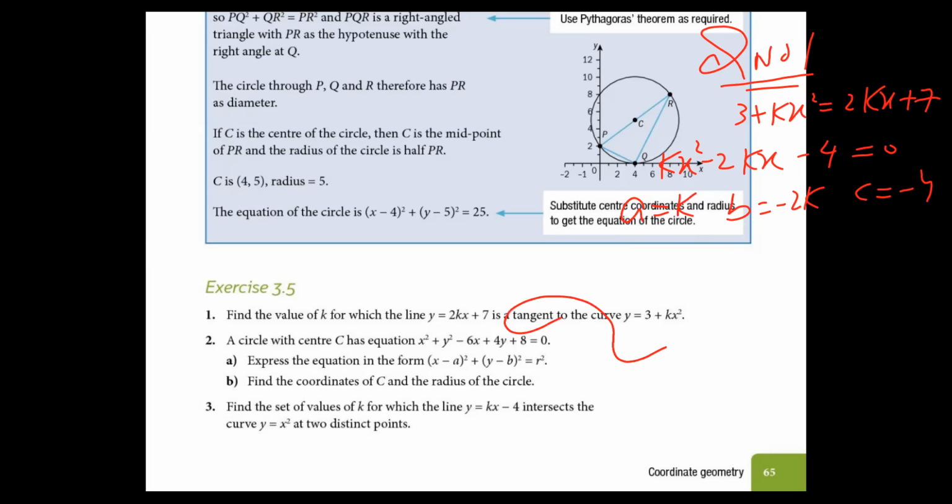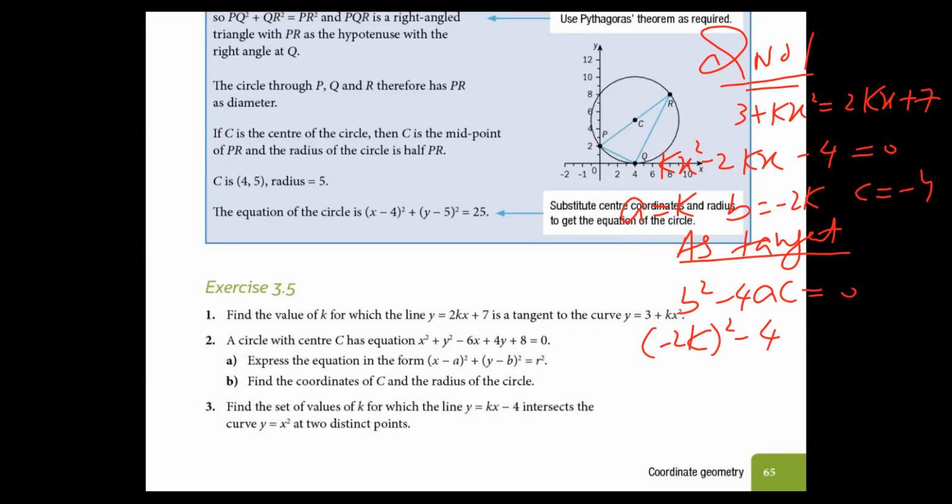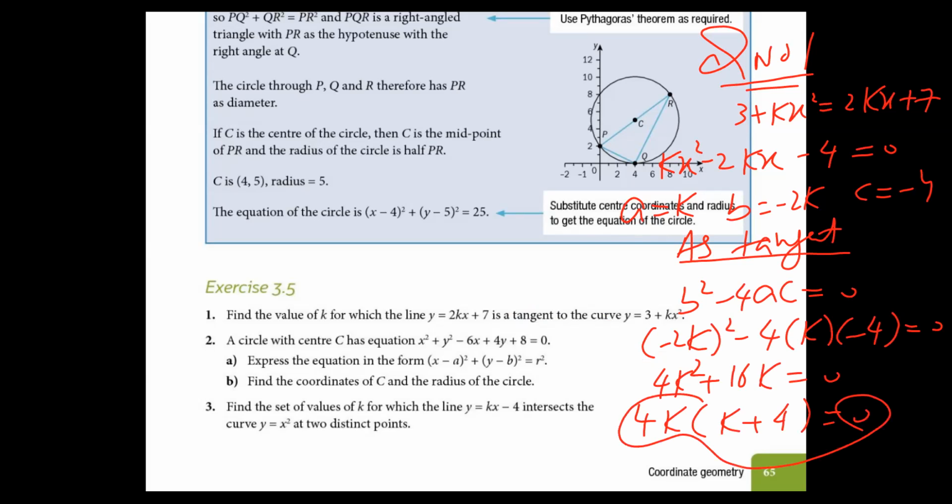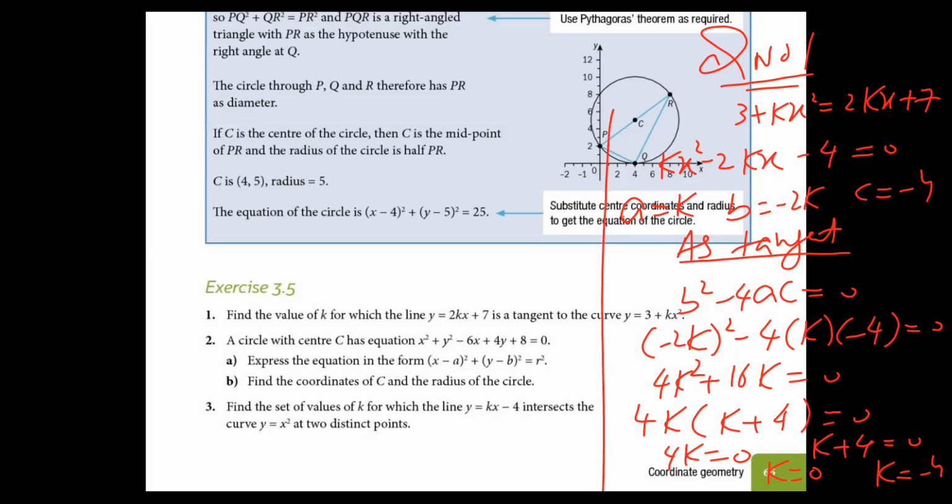Now, as it is a tangent, b square minus 4ac is equal to 0. Negative 2k square, a value k and c value negative 4. So we got 4k to power 2 plus 16k. Taking 4k common, you get k plus 4. So either 4k equal to 0 or k plus 4 equal to 0. So we got two answers: k equals 0 and k equals negative 4. So this is also over. Alhamdulillahi Rabbil Alameen, not a big trouble.